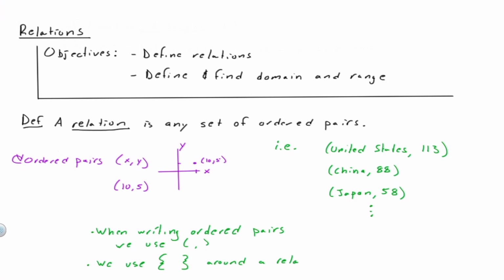And so what we'll do here to make this correct notation is we'll put brackets around this and put commas in between the ordered pairs. And so this will represent a relation, right? In this case, it represents the relation between the country and the number of medals they won at the Olympic Games. And so, as you can probably imagine, there is an infinite number of ways in which we could set up a relation. It really just comes down to any set of ordered pairs.